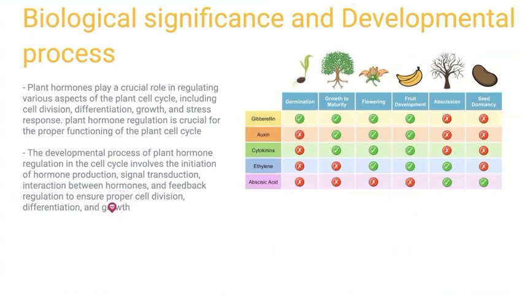And then on the chart on the right side, you can see different plant hormones and how they impact germination, growth to maturity, flowering, fruit development, abscission, and seed dormancy.